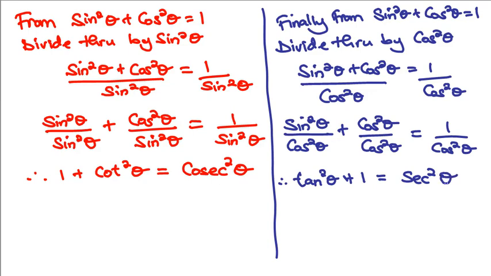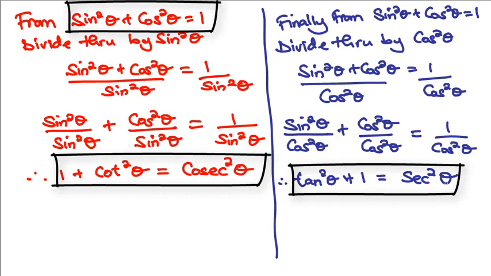And those are the three equations that we obtained from Pythagoras that are going to be very important to us as we continue this particular series.